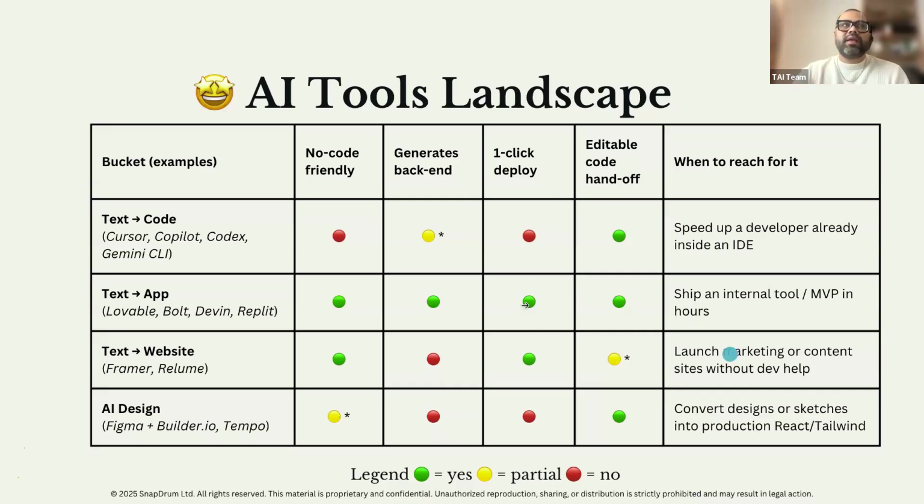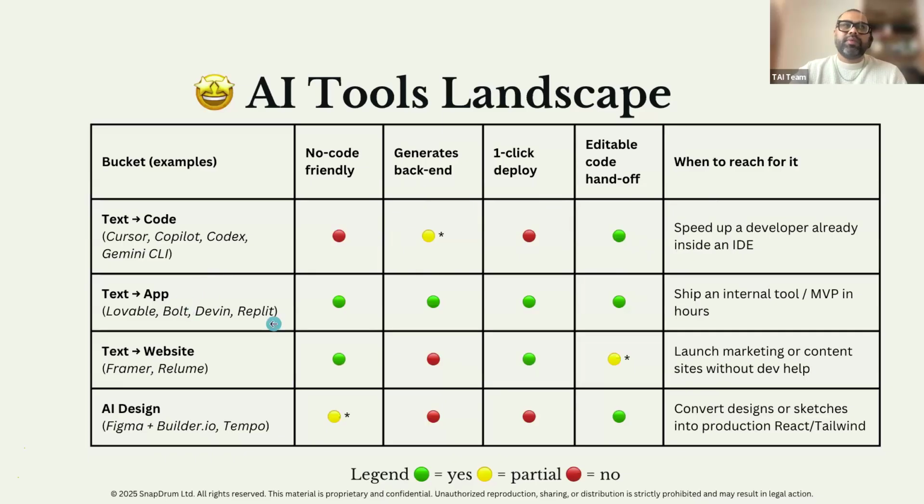You have things like Cursor, Copilot, Codex, and Gemini CLI that help you generate code. This is predominantly for engineers who have some level of coding background, and it will generally speed up a developer's experience. It is not no-code friendly. You can generate the backend, but you may not have one-click deploy unless you set up the configurations right. But it's good for engineers to work on these things.